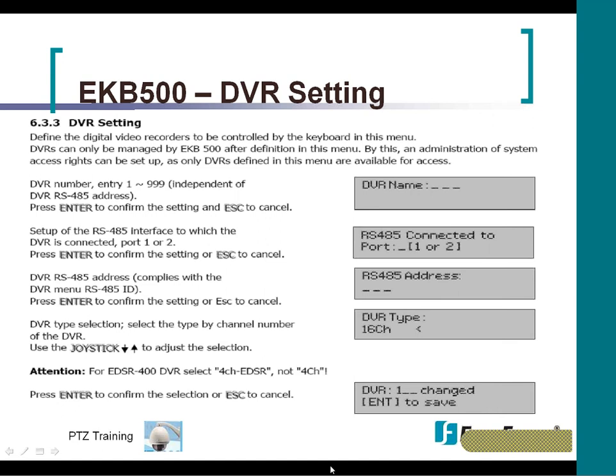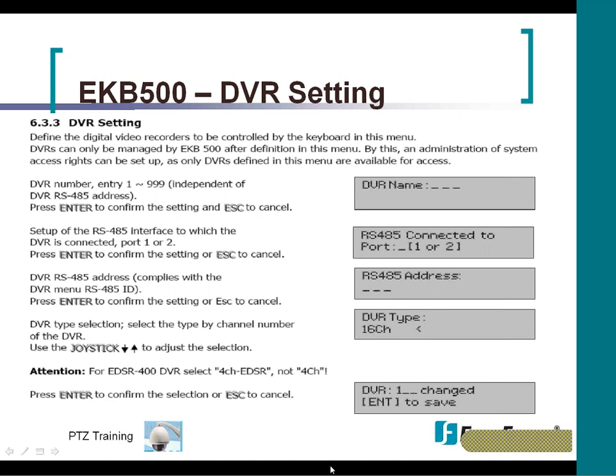It's going to ask you for the 485 address of the DVR. Whatever you have addressed it underneath the DVR, 1, 2, 3, 5, 6, 7, 99, 100, you're going to put that 485 address in there and hit enter. Then it's going to ask you your DVR type. You're going to define it by channel, 4, 8, 9, 16 channel. And then the last screen there is the DVR number that you've named, changed, enter to save. Once you've entered to save, you now will have control of the DVR.